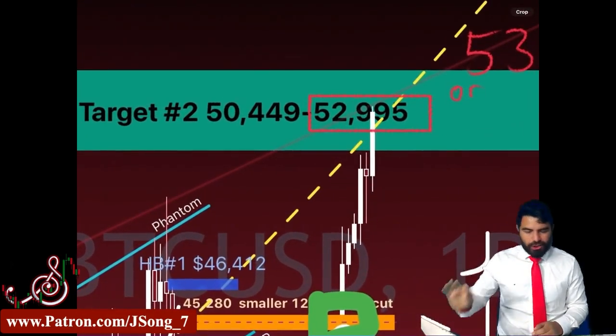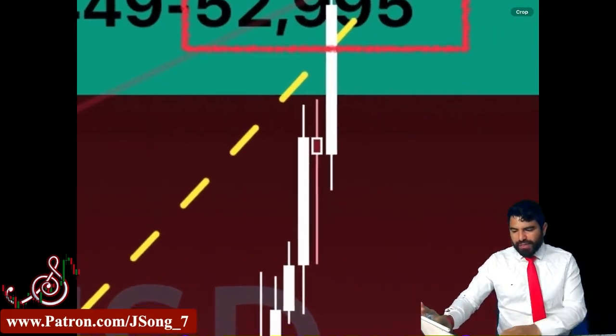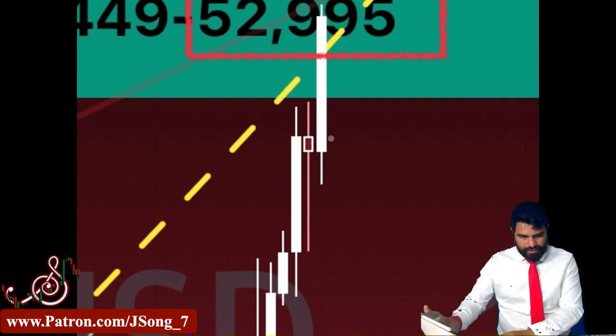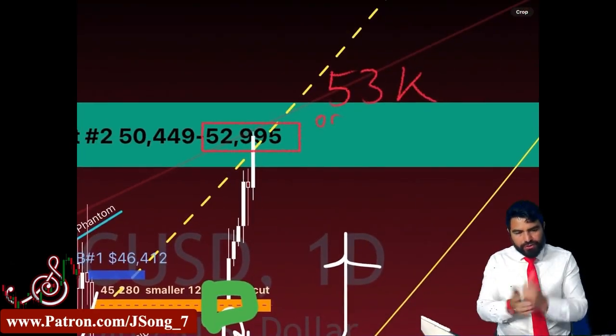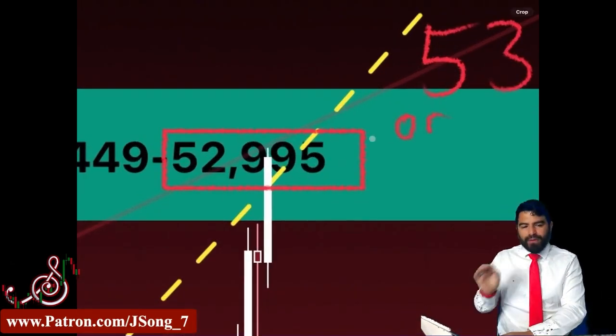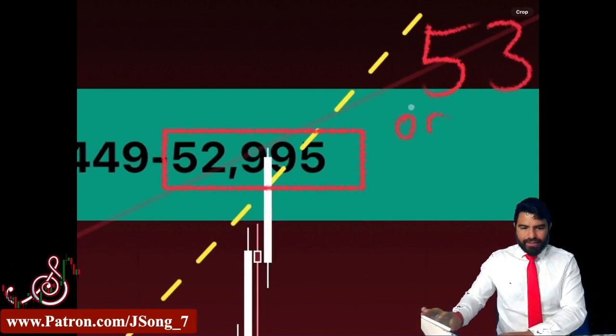50,499 to 52,995. We first hit that low side of the target for 2 days straight, 2 days ago, and it didn't deter us. That shorter 6-hour chart was confirming there's still momentum. So therefore, most likely we're going to hit the top side of the target.